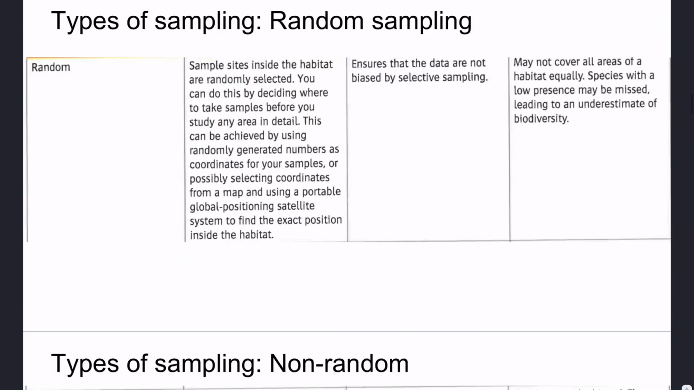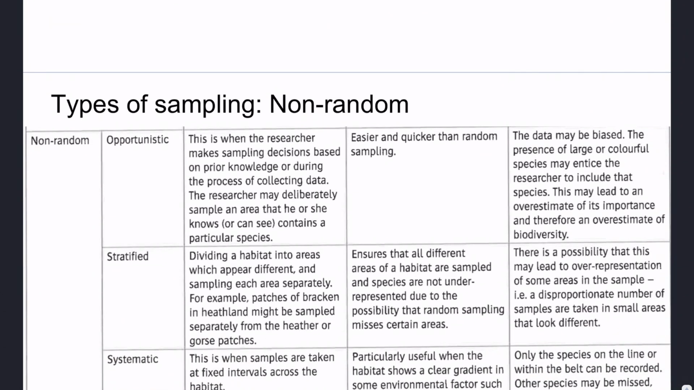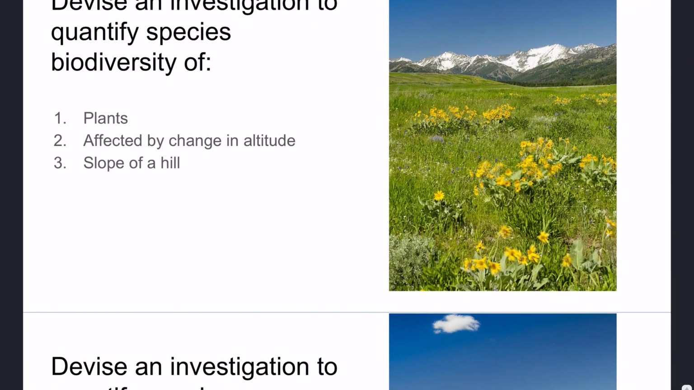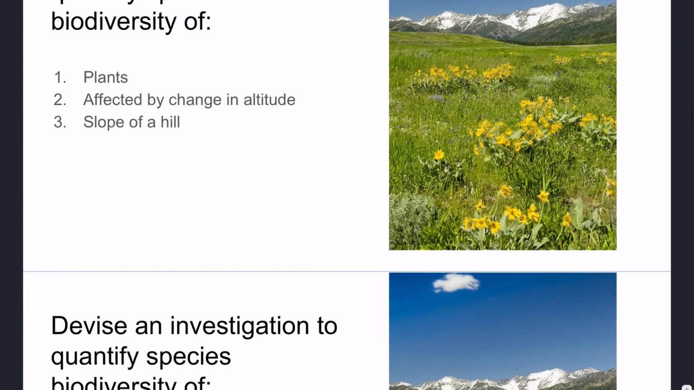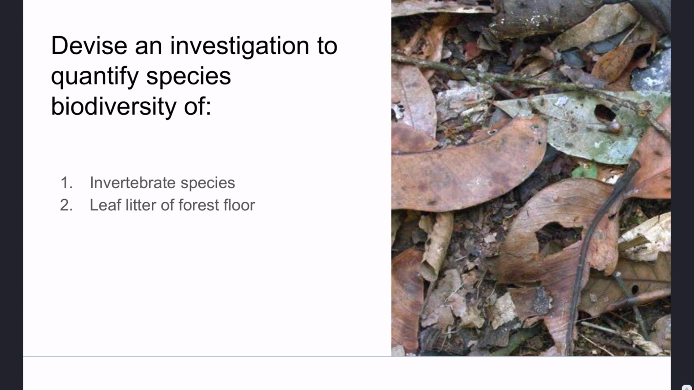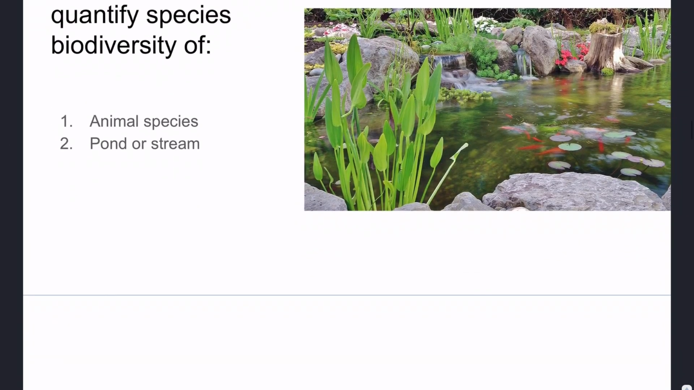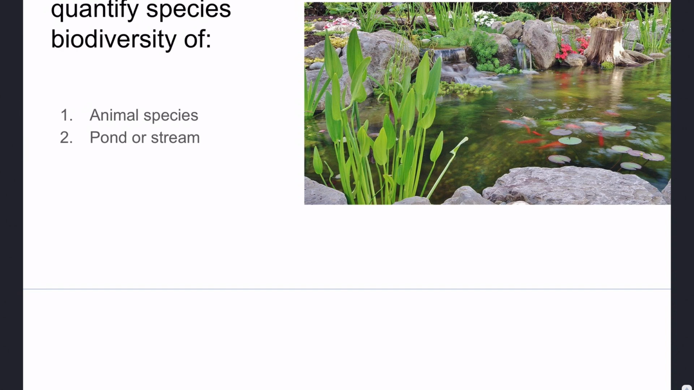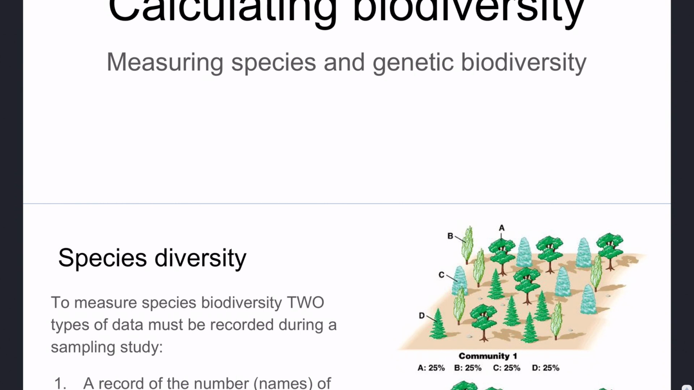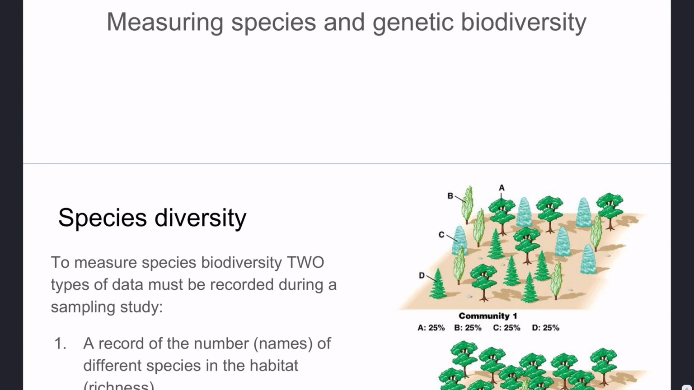And then we considered different types of sampling strategy depending on what it is that you're looking at and the different scenarios that you might be presented with. So sampling plants, sampling invertebrates in leaf litter, sampling in water. So that was sampling. And then we moved on to what we do with that sampling data, which is calculation of biodiversity and what that number means.